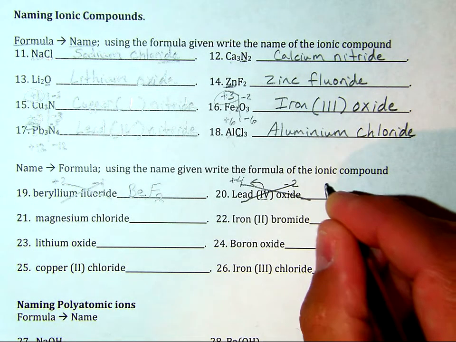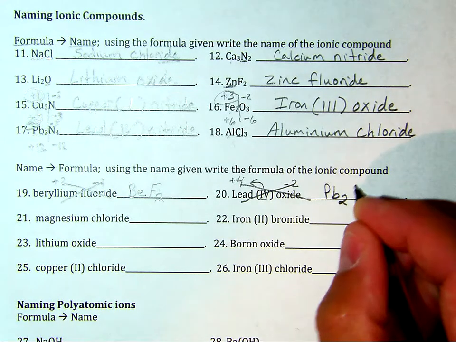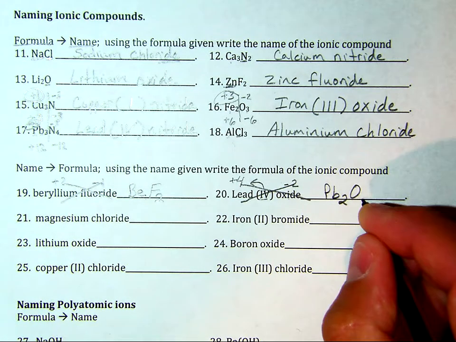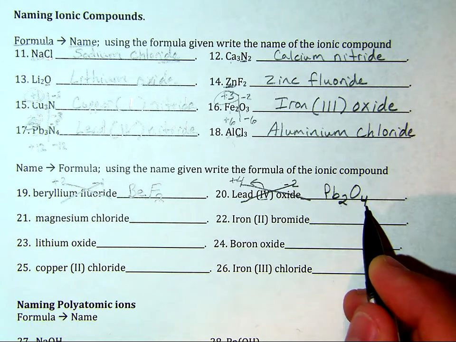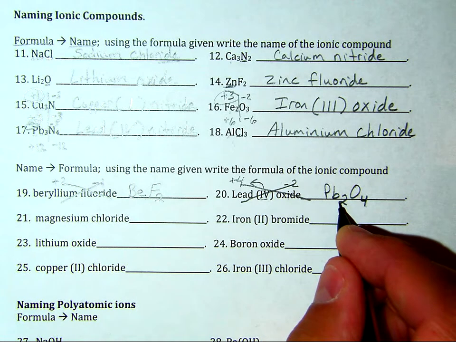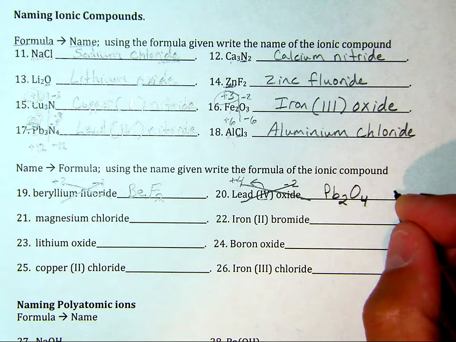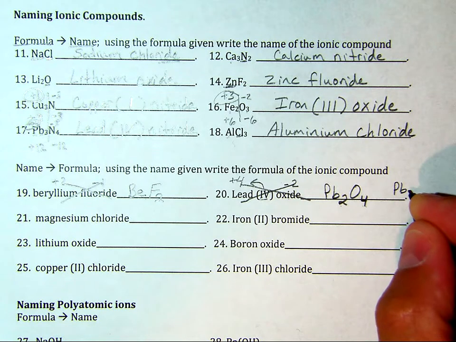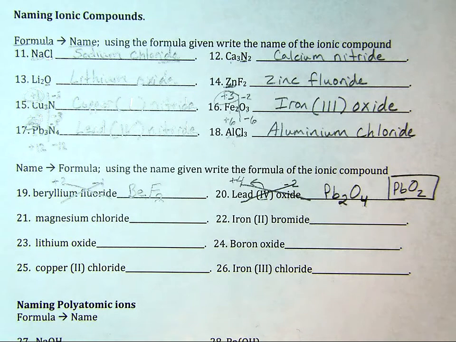Lead, its symbol is Pb. The 2 goes down there. And oxide is for oxygen. And the 4 is going to come down here. Okay, now be careful with this one. Can you reduce a 2 and a 4? And the answer is yes. They're both divisible. They both go into each other. So 2 can go into 4 2 times. So when we reduce it, it's going to reduce to Pb1O2. So with ionic compounds, if you can reduce it, you've got to reduce it.